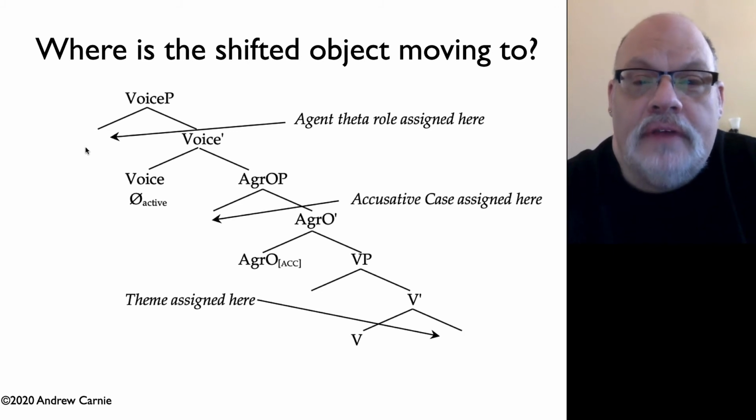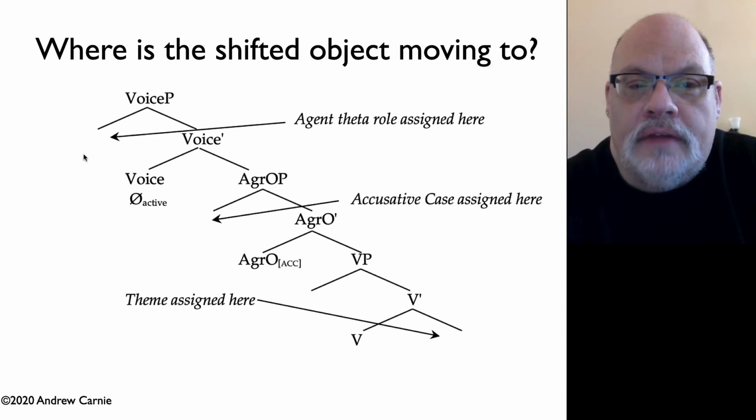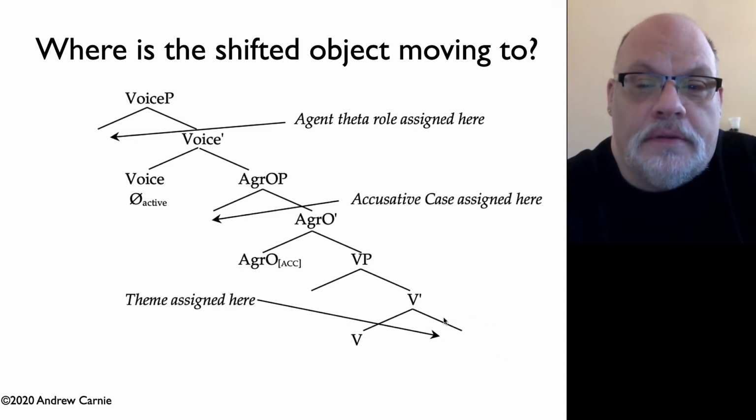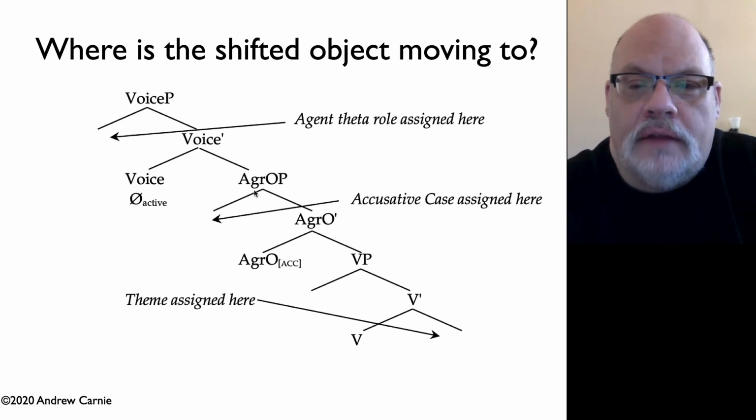But there is evidence that things sometimes do surface in their theta positions. So for example, with quantifier float in English, and perhaps even the subject position in VSO languages like Irish, that DP that sits in the specifier of the voice phrase gets its agent role here and stays there. In Munster Irish, the object gets its theta role here, and it takes a genitive case in this position, presumably because for some reason in this dialect, this position for accusative case isn't available.